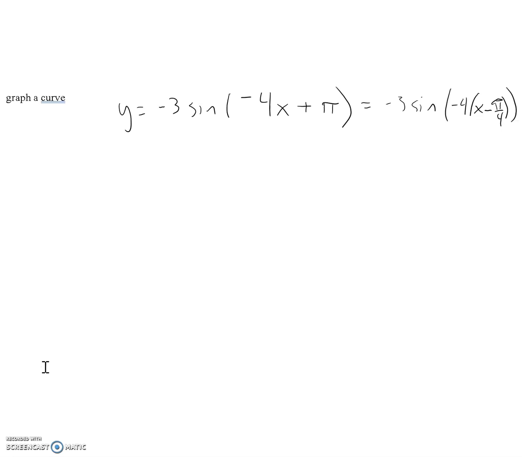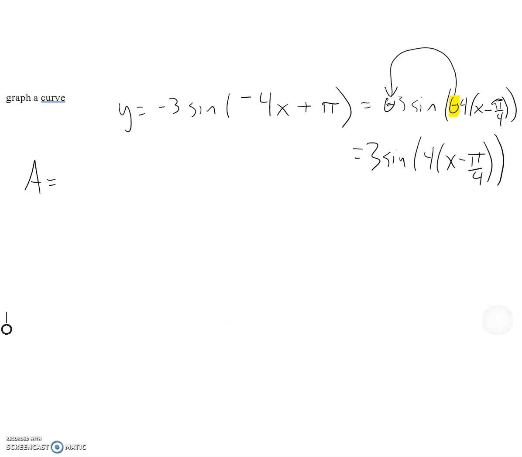And now, if this ever happens, it doesn't always happen, but if that's a negative, we can use the property of sine functions being odd. That means this comes out to here. With cosine, it would just go away. So basically, these would cancel each other out, and I'm left with, okay, that's in standard form. So from here, I can knock out all the properties. The amplitude's 3. The phase shift is pi over 4 to the right, so positive pi over 4.